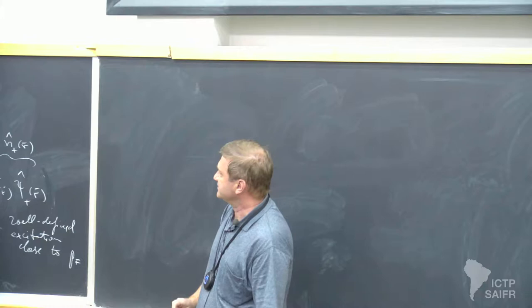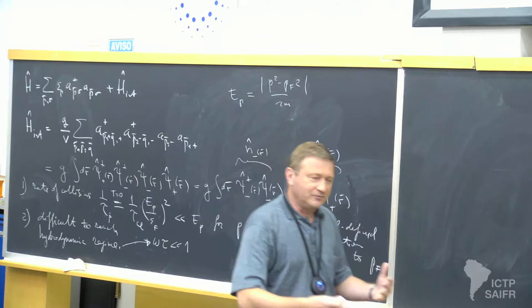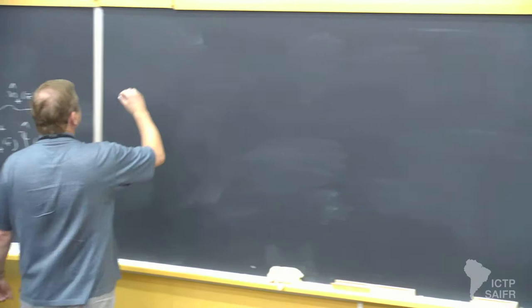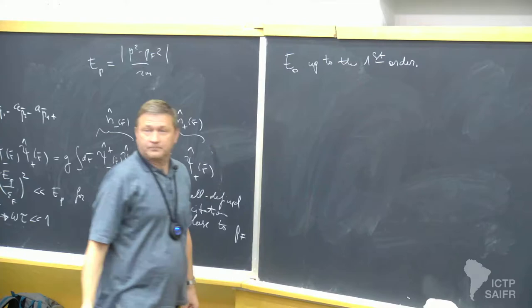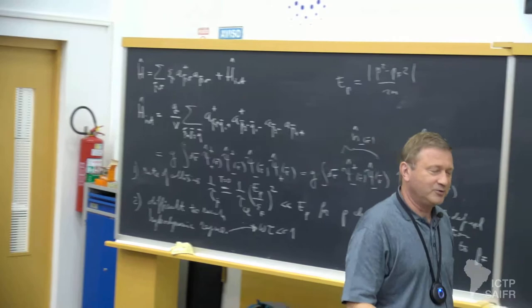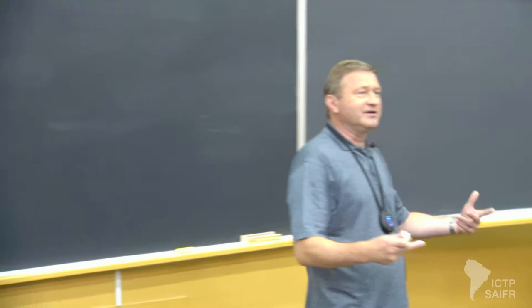So now let me take this Hamiltonian and do some calculations with it to see what the effects of this interaction are for fermions. So let me calculate the energy of the ground state up to the first order with this Hamiltonian. Why first order? Because it's extremely simple. You know from perturbation theory, to calculate the corrections to the first order, you need the non-perturbed state, and then you just take a matrix element of your perturbation, and then you get the answer.